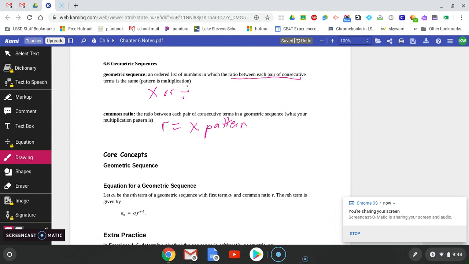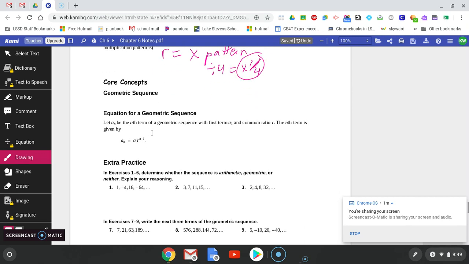And notice I didn't say multiplication or division pattern. It's okay for you to find the division pattern, but when you're using the formula, you have to write it in terms of a multiplication pattern. So if you figure out that the pattern is dividing by 4, that's the same thing as multiplying by 1/4. So you would just make sure and write it as the multiplication format instead of as the division format.